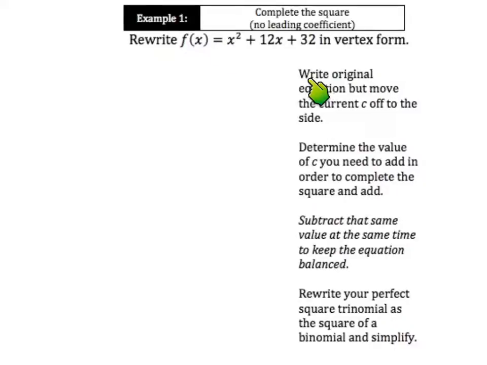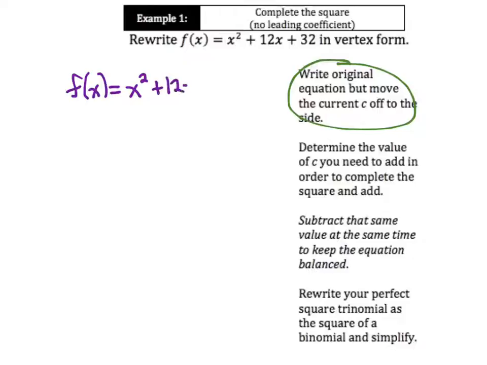First step, we're going to write the original equation, but we're going to write our current c, that plus 32, kind of off to the side. And we do that because this does not help us complete the square, and we need to complete the square in order to convert this to vertex form. Okay, so it's the same equation. I've just left some space there.